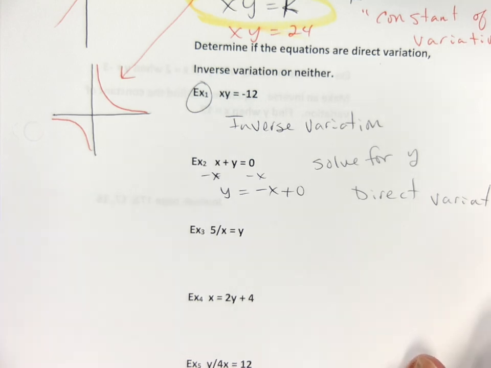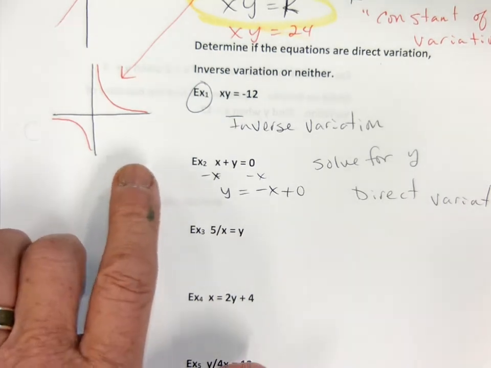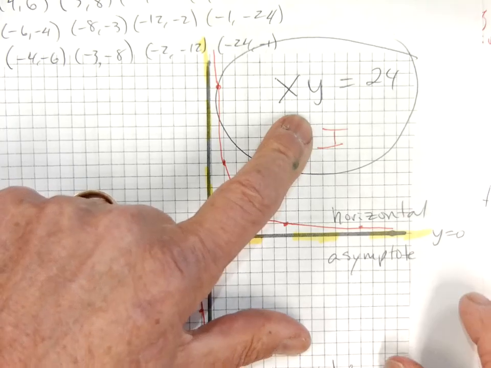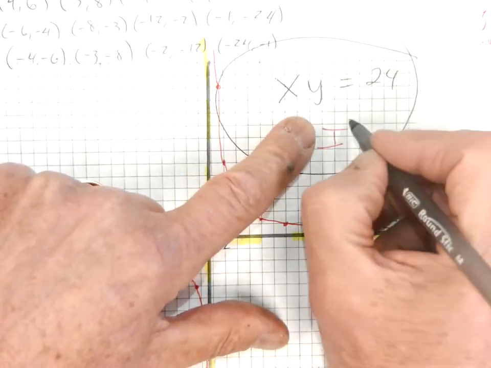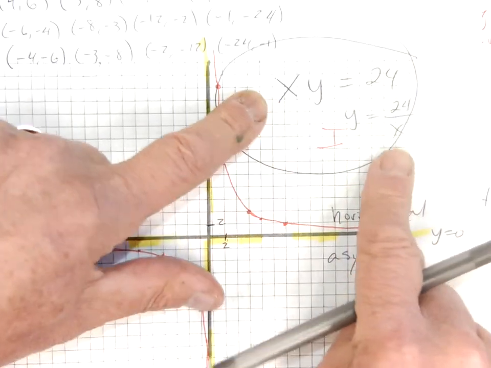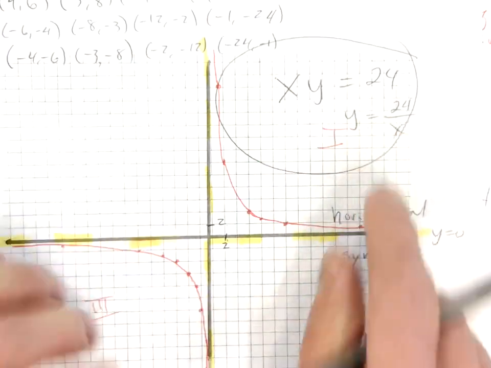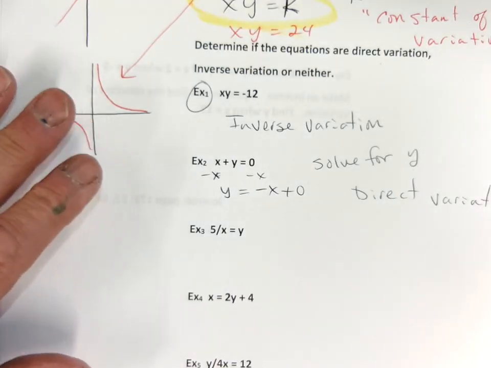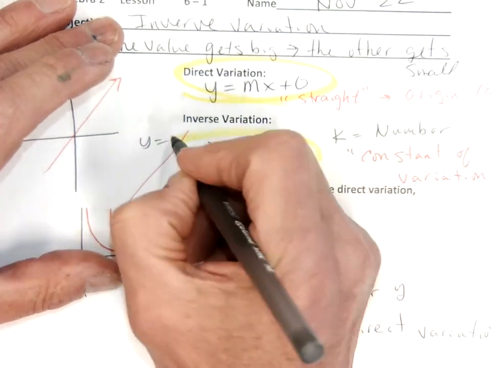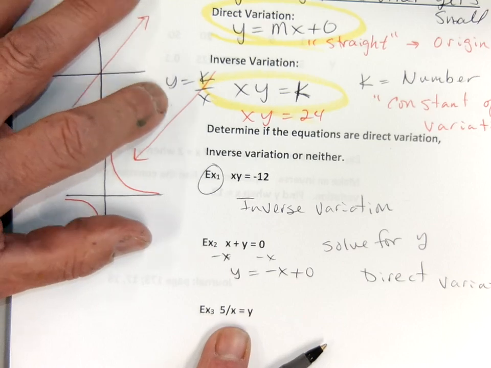Now before we do number 3, I want you to look at my example here. If I were to solve for y, it could have been y is equal to 24 divided by x. These are the same equation, aren't they? You just divide by x, divide by x. So that means this could also be a y equals some k over x. And it matches up with this one.